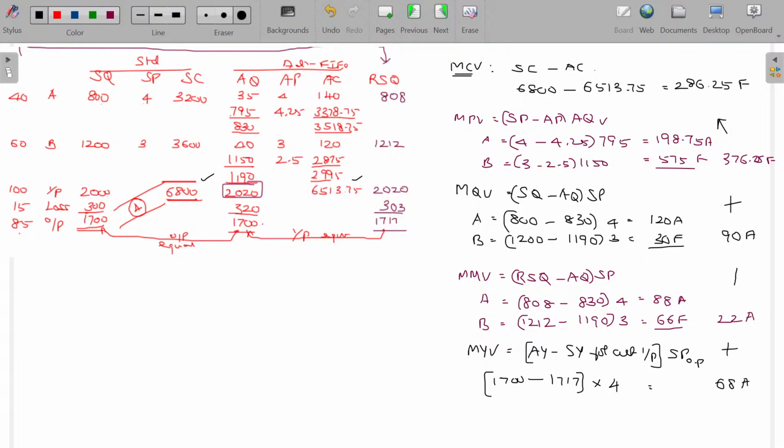If you add up these two, you'll get this value: 22 adverse and 68 adverse. In total, you'll get 90 adverse here. Clear?